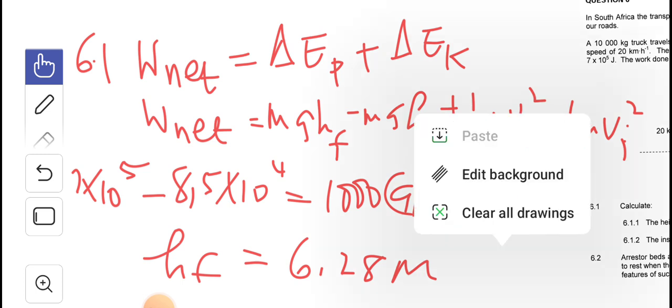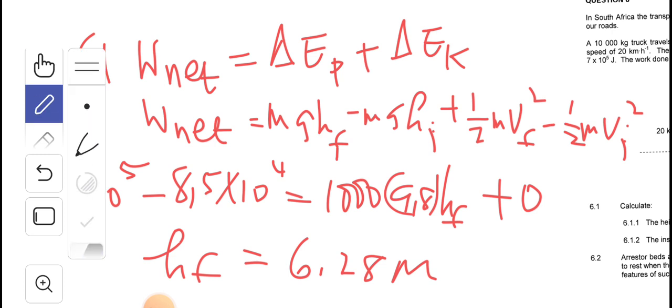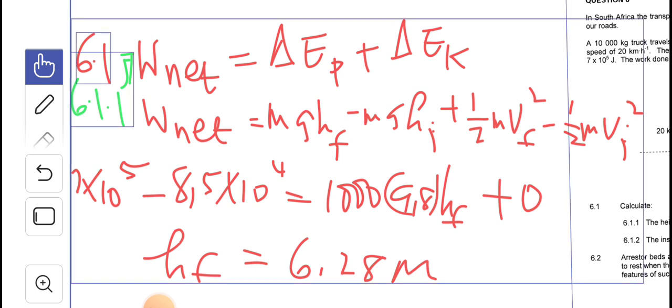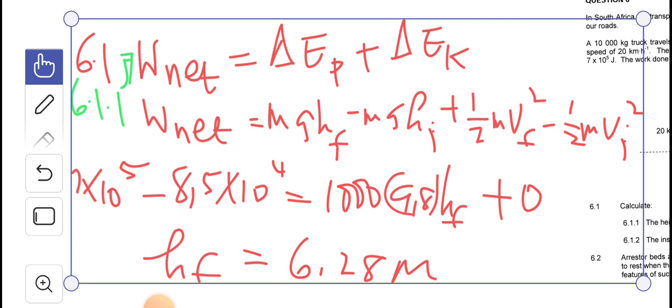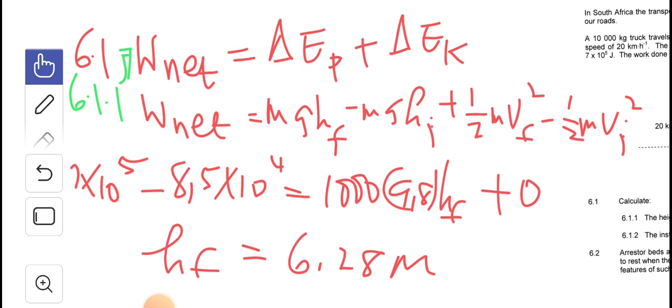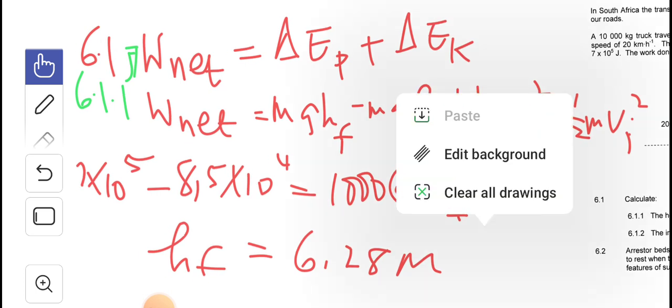So in other words, we were effectively solving question 6.1.1. That's what we were solving there. And then now we're going to do 6.1.2. We want to calculate the instantaneous power. To do that one, it's done in a very similar fashion, and this is how we're going to proceed.